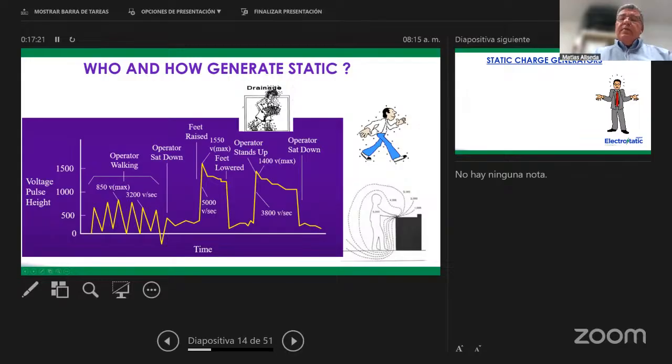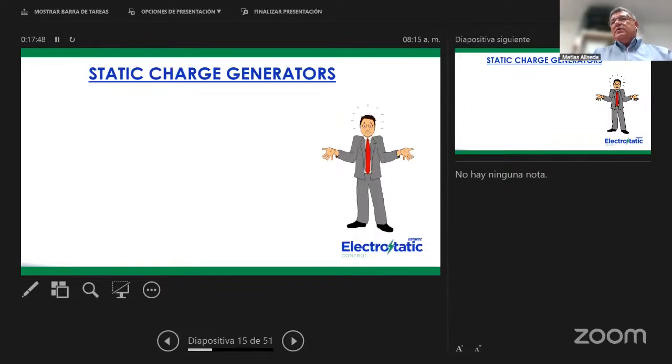That is important because sometimes you think ESD damage happens only when you touch the semiconductors, and that is just part of the picture. If you induce charge on the PC board and then move the PC board and ground it, that means another ESD event. So it is important to find out these situations inside your manufacturing plant.